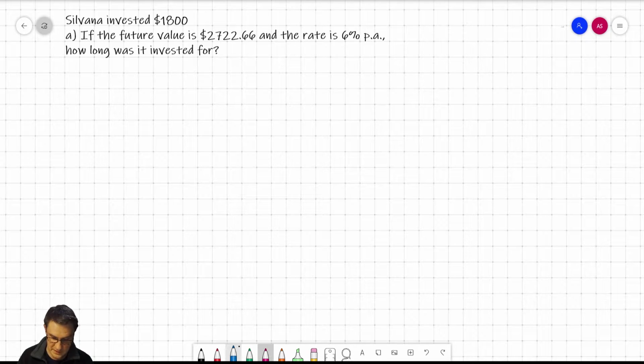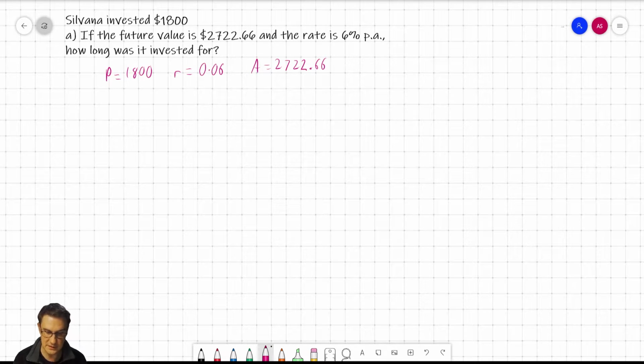So in order to set this up, we have to, first of all, work out a few things. We've got our P, which is going to be 1,800. We've got our rate in this instance, which is 6%, which can be written as 0.06. And we've got the total amount at the end, which is 2,722 and 66 cents. Now, what we need to find here is the time periods. That's what's unknown in this case.